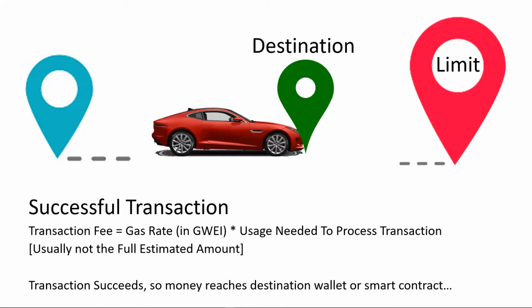Now, if you make it to the destination before you run out of your limit, then your transaction fee will be whatever the gas rate was times the usage needed to process that transaction. Usually, again, that's not the fully estimated amount. That transaction will then succeed, so the money reaches the destination wallet or smart contract, and you pay for the gas.